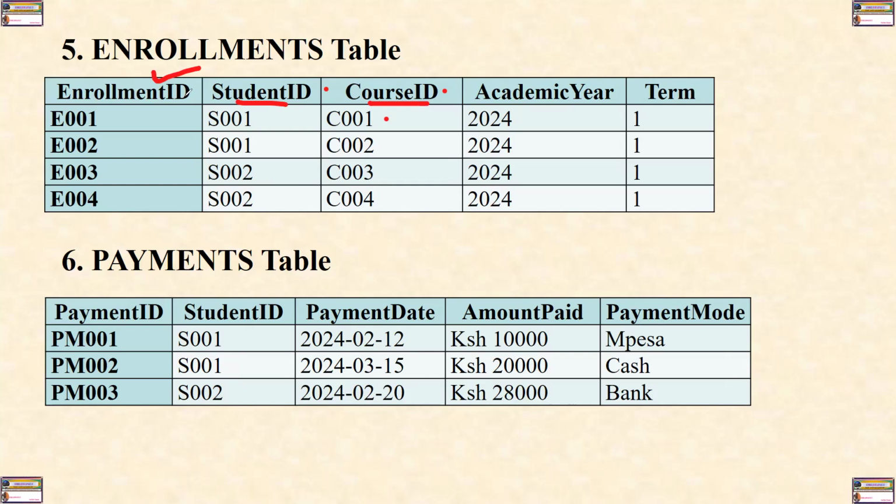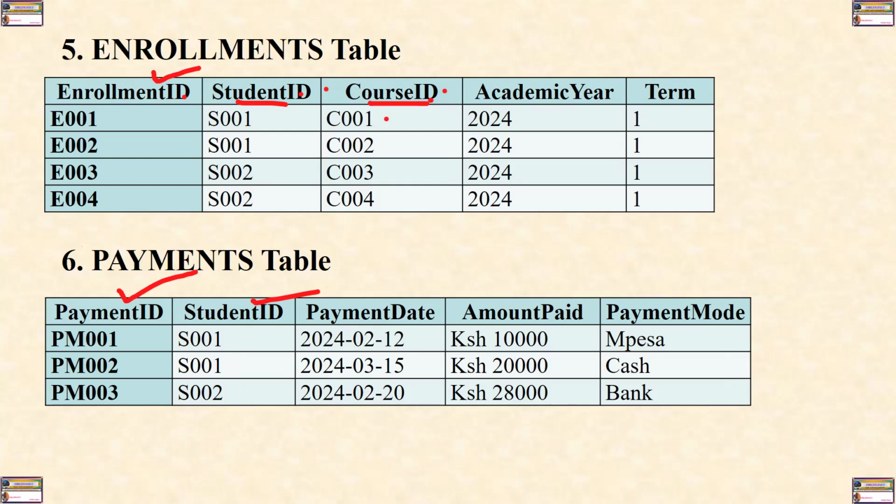But our primary key here is different. So these other two are not primary keys. You can call them foreign keys. In the payments table, we have introduced the payment ID as the primary key. And then, of course, to show who has paid, we have the student ID. Of course, we know student ID is a primary key somewhere else. And the rest of the information is as you can see.